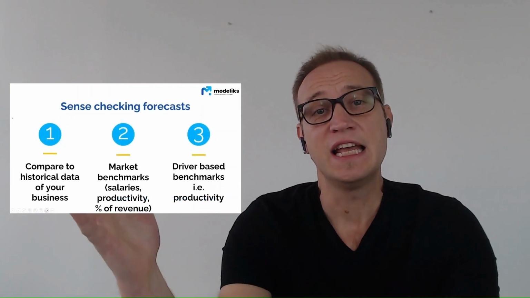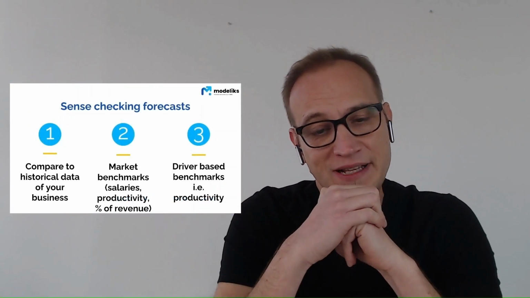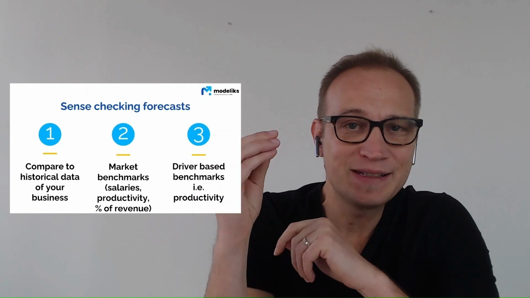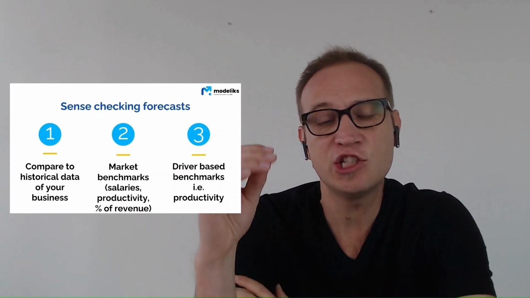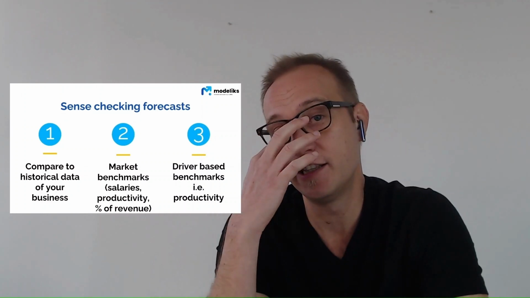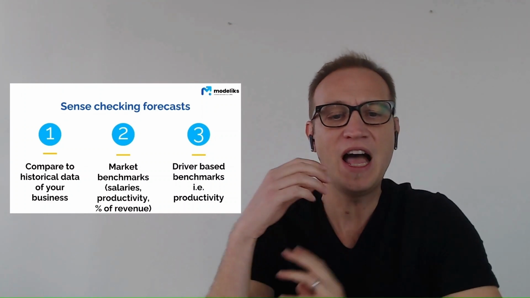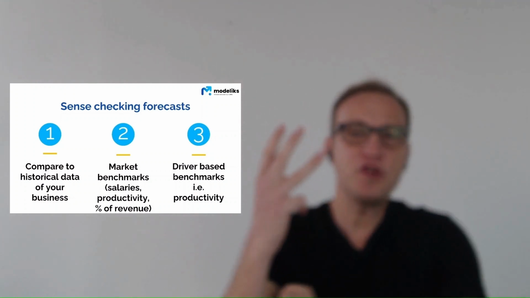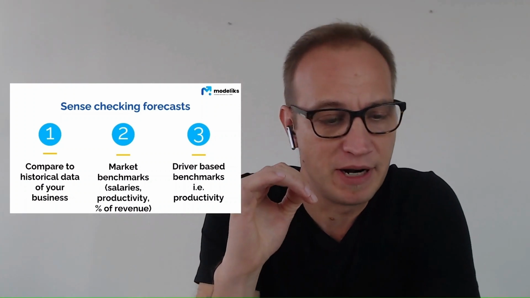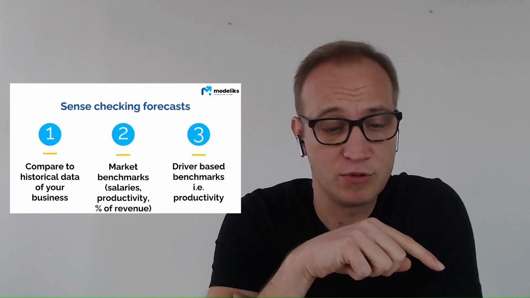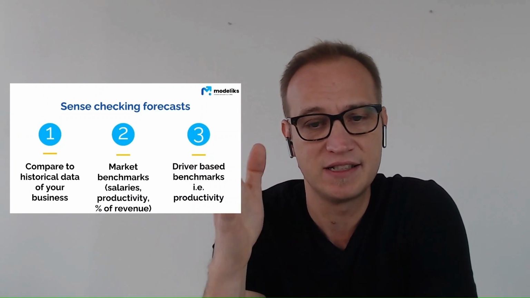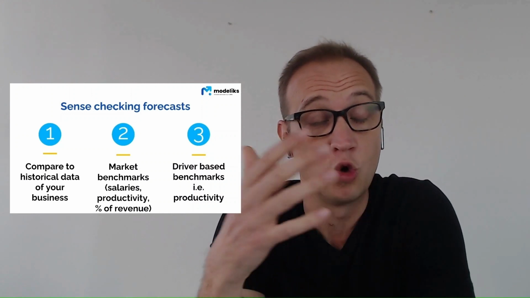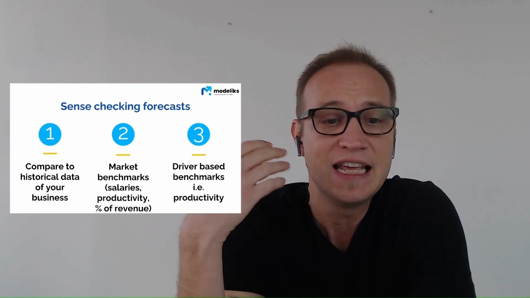That's it. Now that we have forecasted our employee expenses within Modelix, the last step before we're done with our forecast is to actually sense check the quality of our forecast. So how do you sense check your numbers? There are three main ways to sense check your numbers. One is to compare your assumptions to your historical data of your own business. Always the number one go-to place for existing businesses.